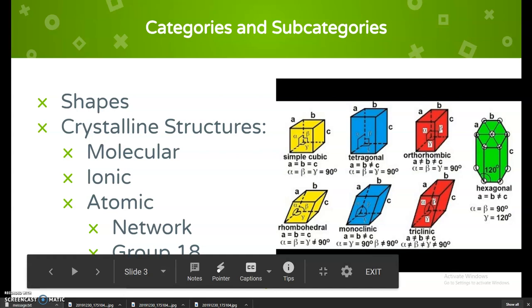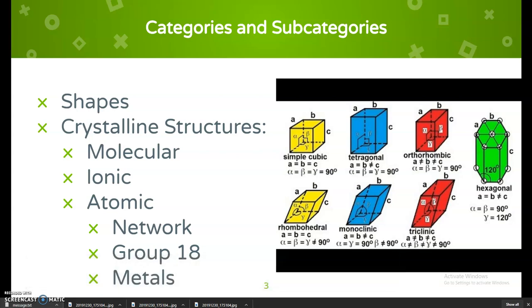Additionally, aside from shapes, crystalline structures have 3 different subcategories. These include molecular crystalline structures, ionic crystalline structures, and atomic crystalline structures. These categories are based on composition as opposed to shape.